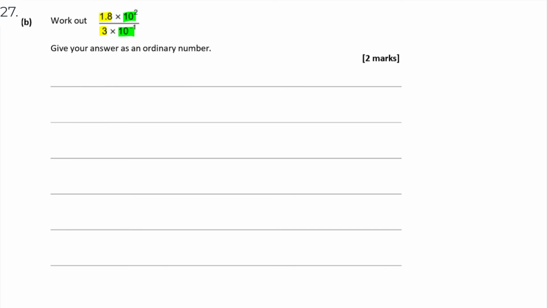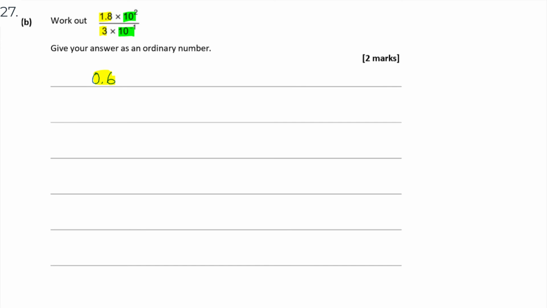3's into 1.8, 3's into 1 don't go, carry the 1 over, 3 into 18 goes 6 times. So that's going to be 0.6. If you think about it, 0.6, 0.6, and 0.6 adds up to 1.8, so it makes sense. So the mantissa part, when I divide 1.8 by 3, I'm going to get 0.6.